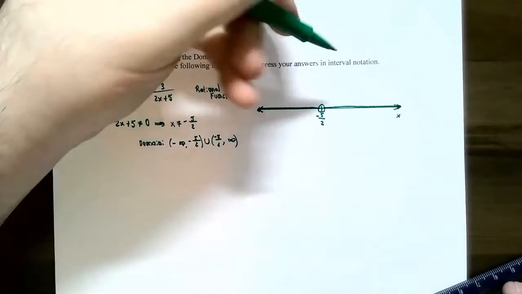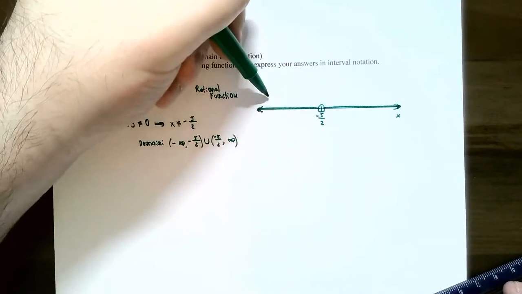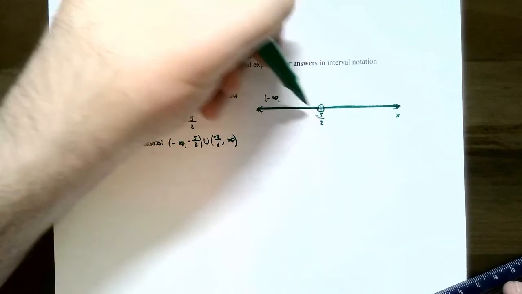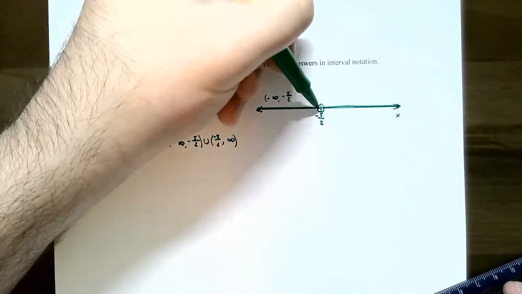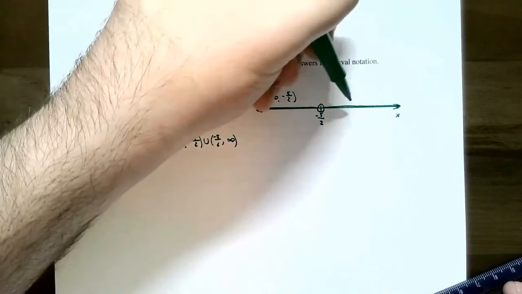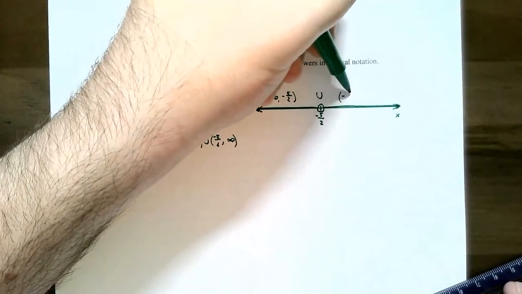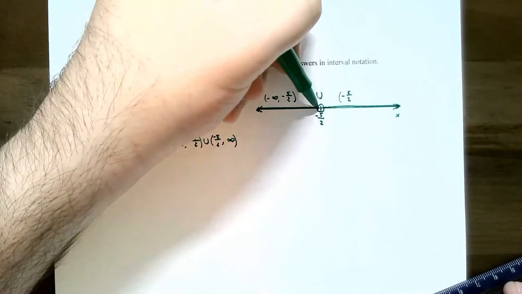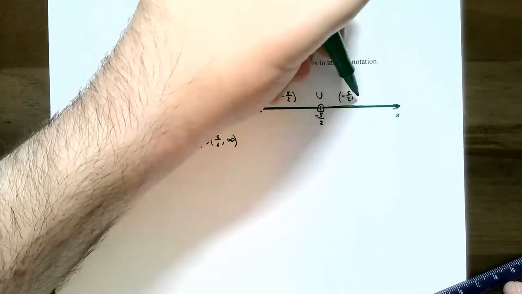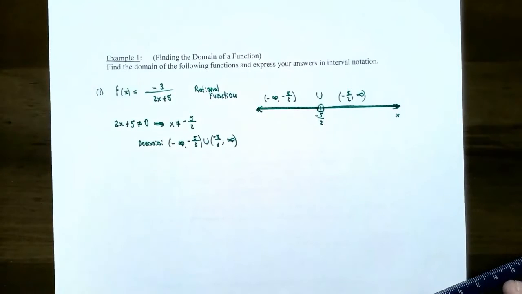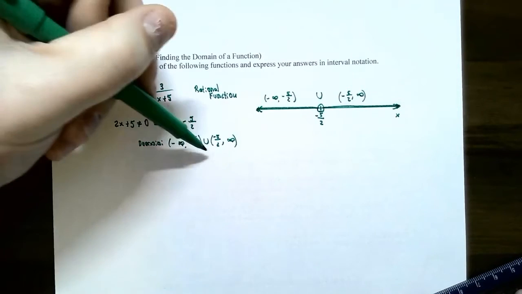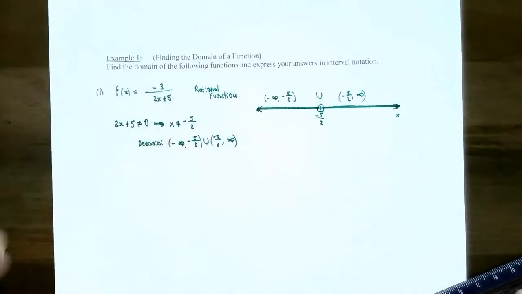So now let's write out each of these intervals. This would go to the left forever, so negative infinity, up to negative 5 halves. Open dot means parentheses. Union, because now there's another interval. The other interval would be negative 5 halves, because that's where it would start on the left and would go up to the right forever. So infinity, parentheses. And notice that's exactly the domain that we had written before.